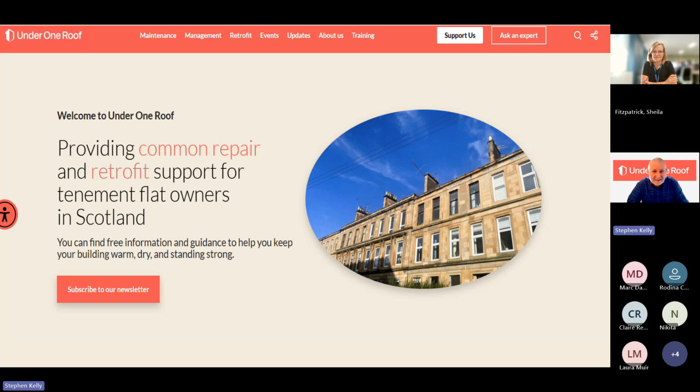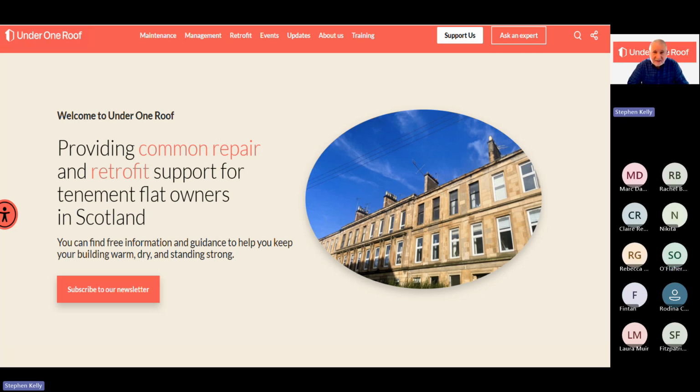So the first slide is our homepage. If you go onto underoneroof.scot, this is the homepage you will find, with the banner at the top with lots of things like information, maintenance, management, events, retrofit, about us. Probably the most important link on that top page is the box that says Ask an Expert, and that's for any questions or inquiries you may have, because there's a lot of information on that website you might not understand, or maybe it's too much information for you to tackle. Please use the Ask the Expert box.